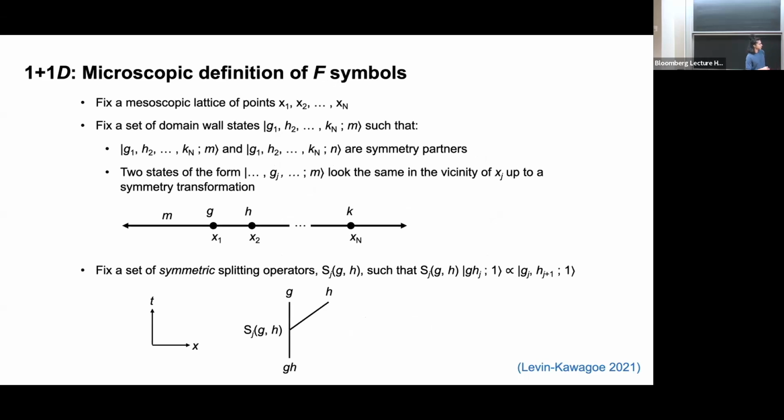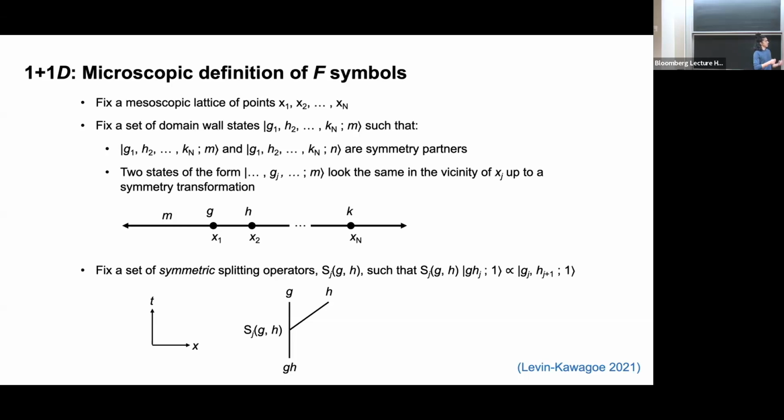Okay, so as I mentioned, we would like to have some procedure that isolates the universal part of this Berry phase in order to have something which truly diagnoses the anomaly. So let me describe how to turn that schematic picture that I just described into a precise operational definition of the F symbol. Okay, so the first step is we choose some mesoscopic lattice of points, x1, x2, all the way to xn. And these will be points where our domain walls reside.